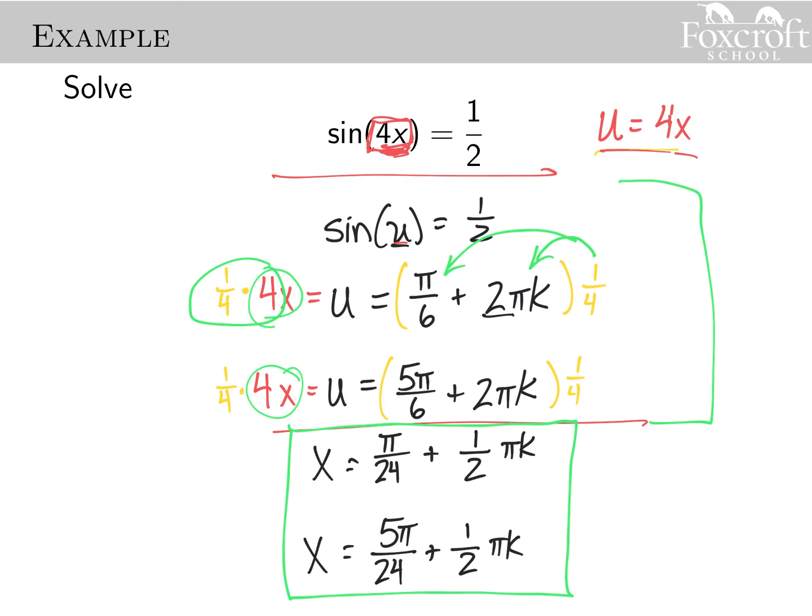So now we can see the initial angles that are going to make this true. And you can see they repeat at a different rate. They repeat every pi over 2, or 1/2 pi, rather than every 2 pi. And that's because I'm going around the circle faster because of that 4. But the process of solving these, like I said, is just one extra step at the beginning, doing substitution, and one extra step at the end, undoing that substitution. And you can get the answers similar to how we did in the last ones.